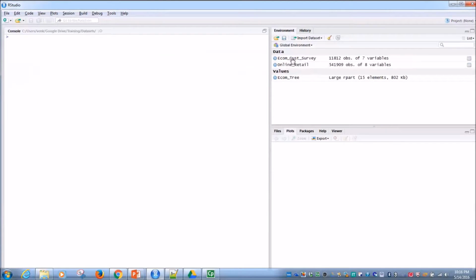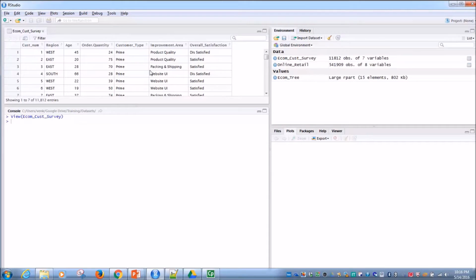The data set is e-commerce customer survey data, and I have already imported it. It has customer number, which region the customer is from, the age of the customer, the order quantity, the customer type, and the improvement area. Since this is survey data, the customer has been asked what improvement area is required on the website and the e-commerce side. And there is the overall satisfaction, whether he is satisfied or dissatisfied.